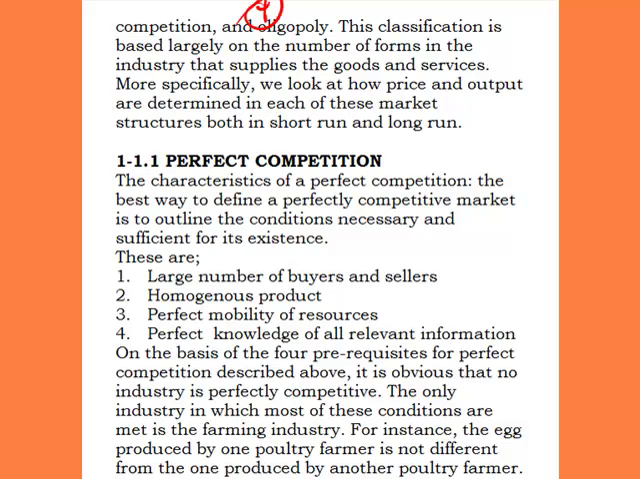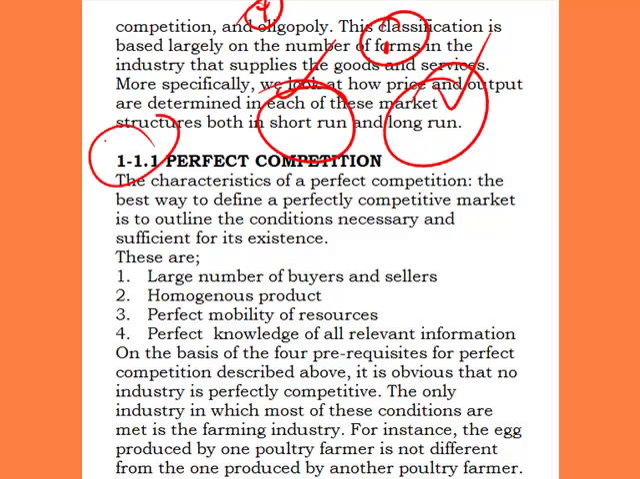This classification is based largely on the number of firms in the industry. So we are using the number of firms in the industry that supply the goods and services to classify the market into perfect competition, monopoly, oligopoly, and monopolistic competition. More specifically, we look at how price and output are determined in each of these market structures, both in the short and the long run. Let's start with the first type of market, which is perfect competition.